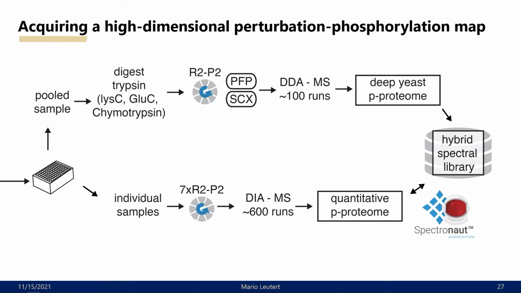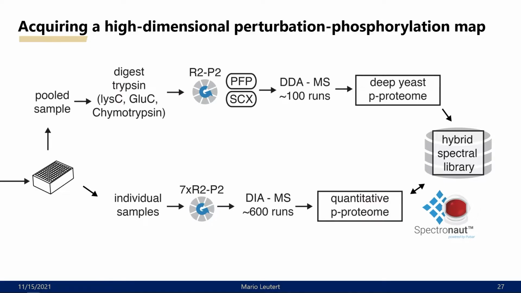Then on the other hand, we also processed all samples or all plates individually. So we ran them through 7 R2P2s, and then acquired around 600 to 700 data-independent acquisition mass spectrometry runs, which gave us our quantitative phosphoproteome. And so now we use Spectronaut to create a hybrid spectral library using these DDA runs up here, as well as some of the DIA runs that we acquired down here. And we also use Spectronaut again to perform a spectral library search on our quantitative phosphoproteome.